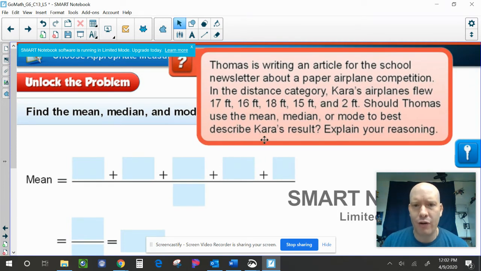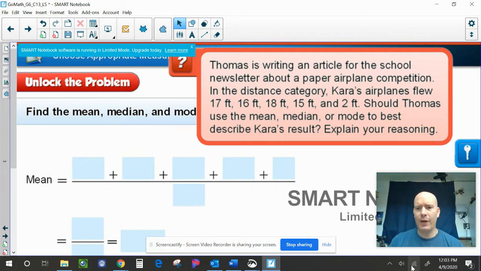Okay, so here, this kind of sounds subjective, right? To best describe Kara's result. So what is the best to describe a result? The one that's closest to the data set. So the one that's in the center of all the data will be the best one to use. So we need to decide which one of these three things, the mean, the median, or the mode, is going to be the best one by being closest to the center. All right, so let's get started.